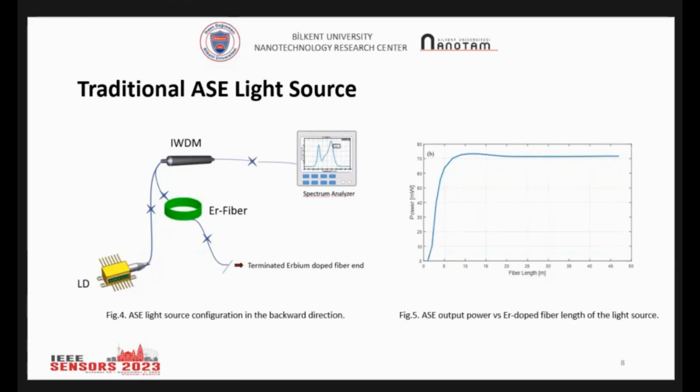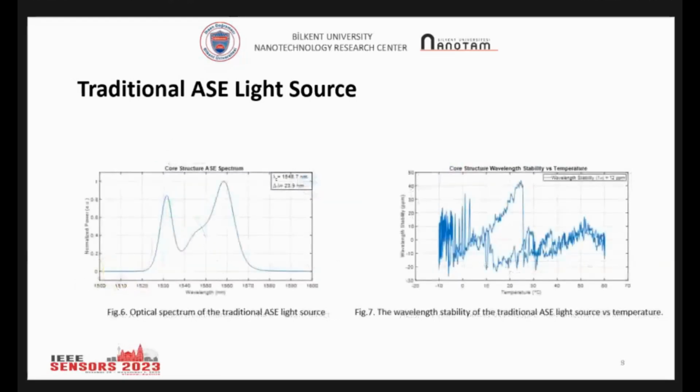By the way, as you see, we have two ends for the erbium fiber. One of them goes to the WDM, the other one is terminated. How can we terminate these ends? We terminate it with the angled termination method. So, after determining the length of the erbium fiber, we continued with taking some measurements. Firstly, we measured the spectrum of our traditional light source.